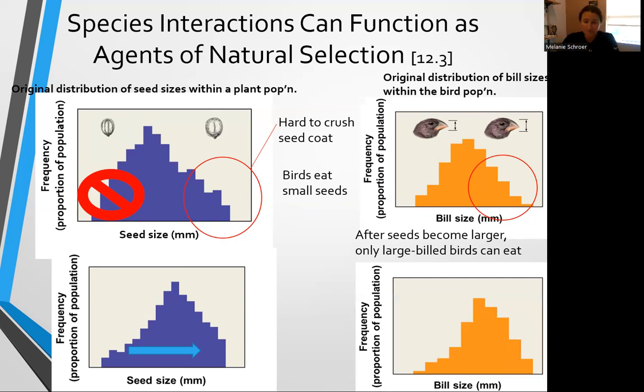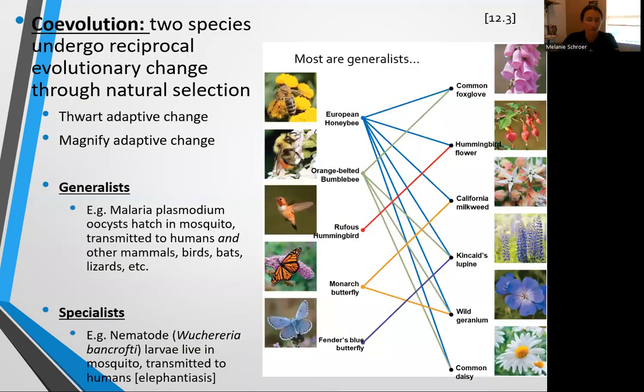Okay, so as we can see, the birds are impacting the plant, and the plant is in turn impacting the bird. And so again, these interspecific interactions are reciprocally, right, in both directions, impacting the niche of both species. Okay, and of course, the characteristics of both species. Okay, and so this is an example of coevolution, two species undergoing change through natural selection.